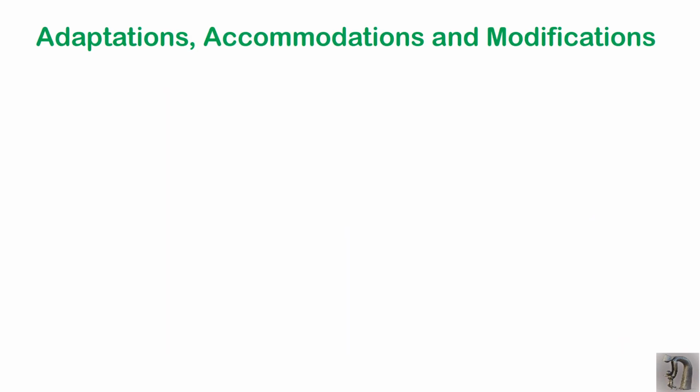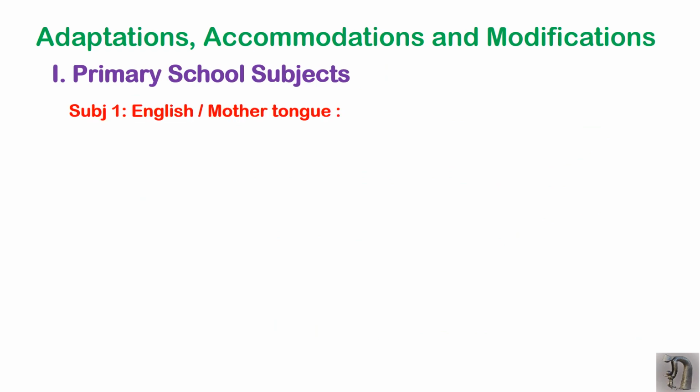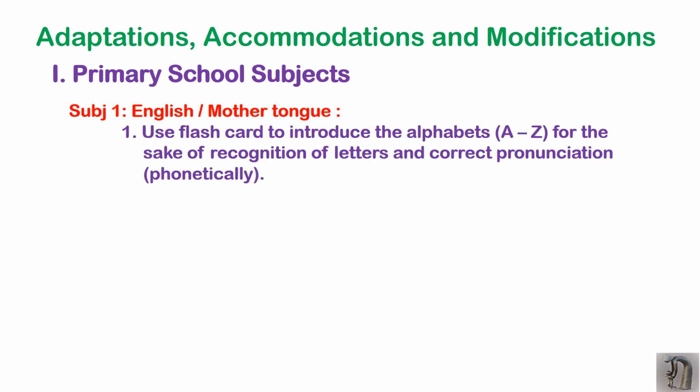Let us see adaptation, accommodation, and modification in primary school subjects. Let us understand what subjects we teach in primary school. Now you can see English. So how do we do adaptation, accommodation, and modification in English at primary level? Here we can use flashcards to introduce the alphabet from A to Z for the sake of recognition of letters and correct pronunciation phonetically.